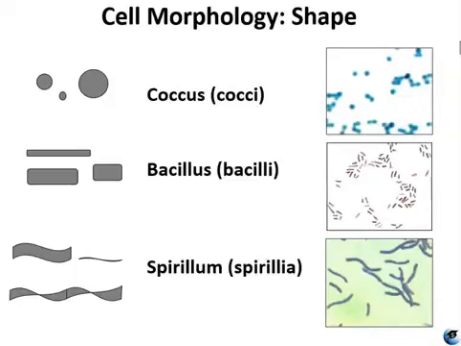There are more shapes than are shown here, but these are the most common and these are the ones that you're going to see in this class. You have coccus or cocci, which is plural, bacillus or bacilli, plural, and spirillum or spirilia, plural. In order for a cell shape to be classified as cocci, it has to be a perfect sphere. It can't be an oval. It's not going to be irregularly shaped. It has to be a perfect circle.